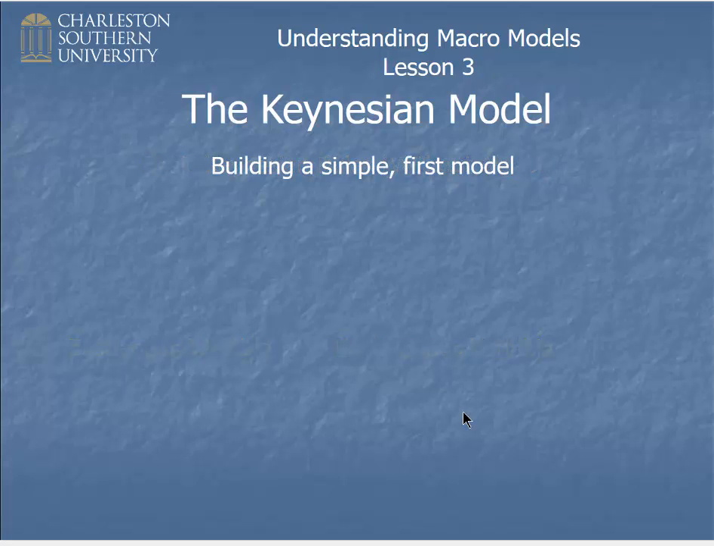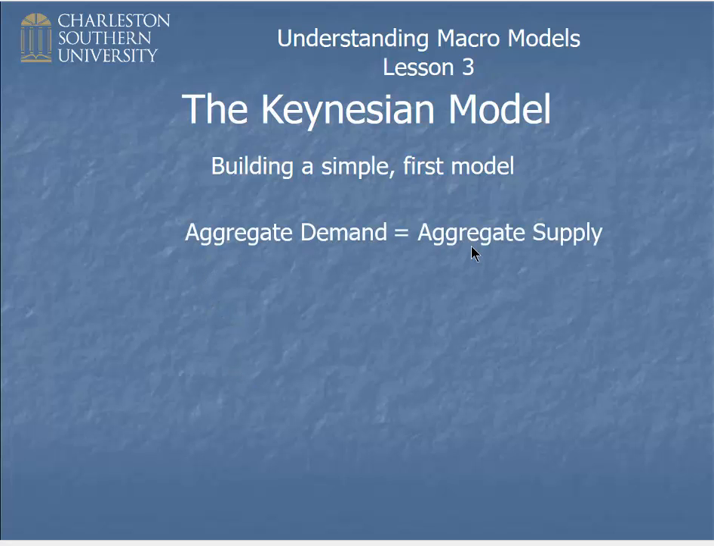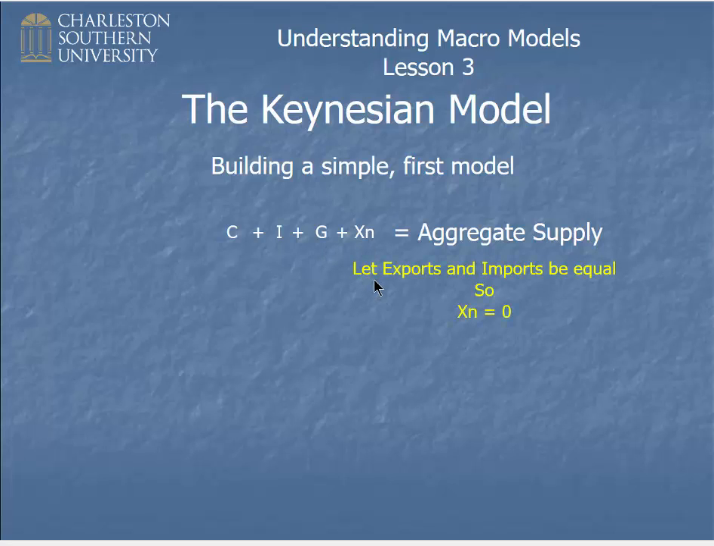Exogenous and endogenous. Now let's build a very, very simple Keynesian model for the first one, and then later in this video I have a more complicated one. So let's start with aggregate demand equals aggregate supply, and then of course aggregate demand is simply C plus I plus G plus XN, right? This is it: consumers plus businesses plus government plus net exports. Now let's just assume in this simple model that exports and imports are equal. So if exports and imports are equal, net exports would be 0. So in this simple model, let's assume net exports is 0, so this term disappears.